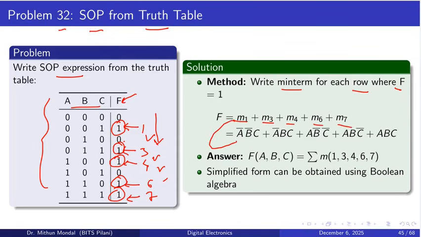Now M1 is a representation of a bar b bar c, M3 is a representation of a bar bc, and so on till M7. So the function of 3 variables a, b, c in the SOP form we can write as the summation with all the indexes 1, 3, 4, 6 and 7, which make f equal to 1. This is the form before simplification; it can be simplified using Boolean algebra. We can still do the simplification as we have studied in the previous tutorial, by taking the cofactor, expanding it and doing some simplification.